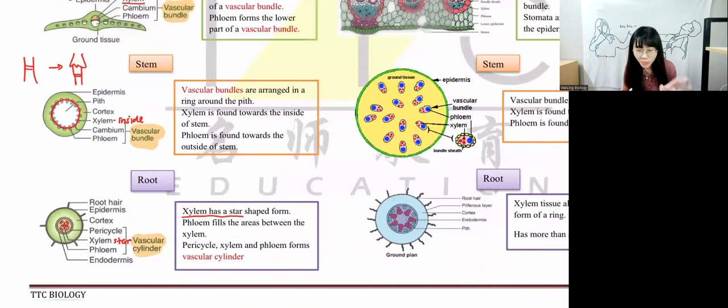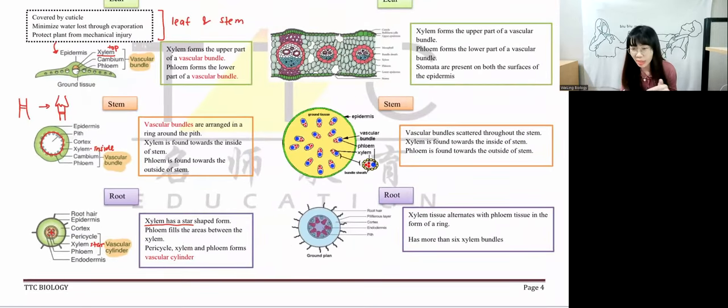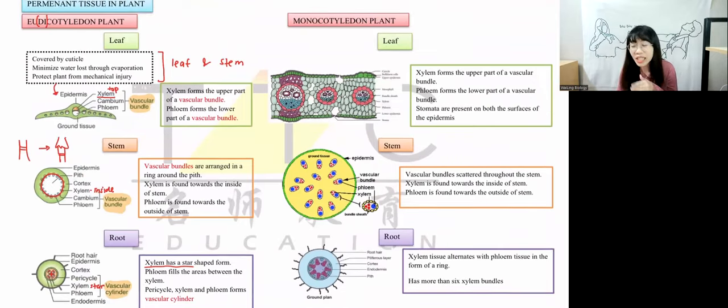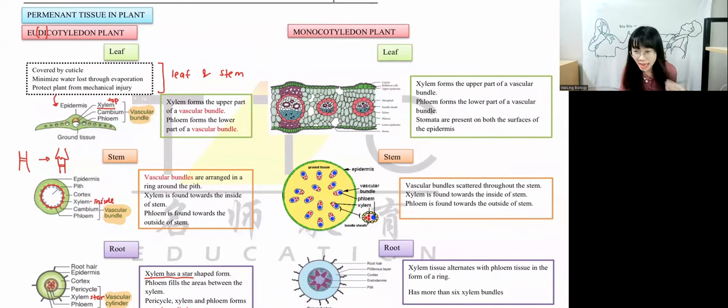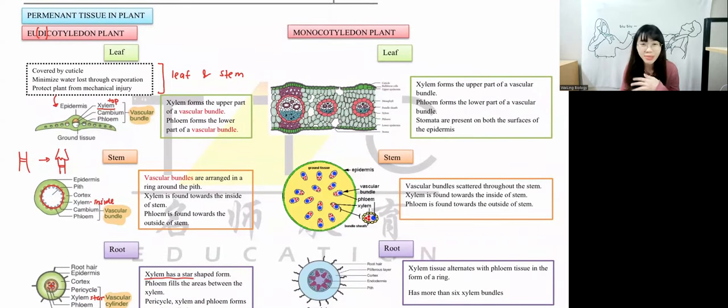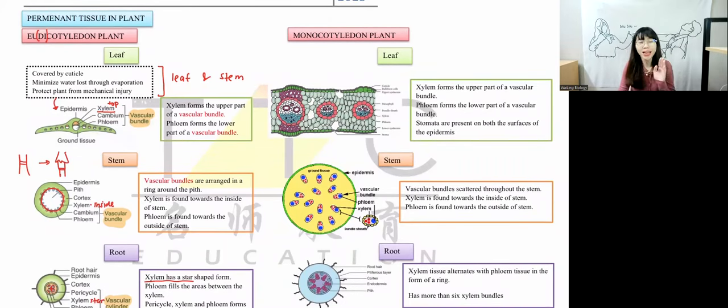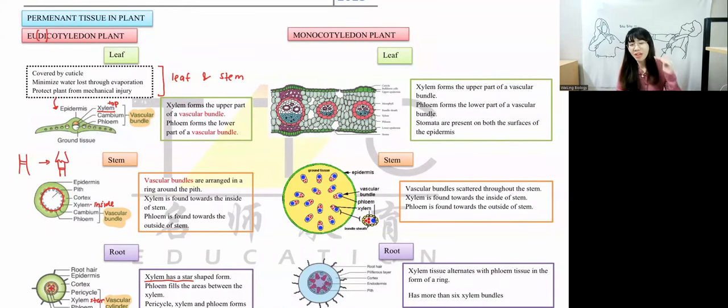Okay, now, done with eudicot, we have to look at monocot. Monocot is not in the textbook. But when they are not in the textbook, it doesn't mean that they won't ask in the exam. Sometimes they will still ask in the exam. For monocot, we also have leaf, stem, and root. The location for xylem is the same. Location for xylem at leaf is on top. This part here is the xylem.